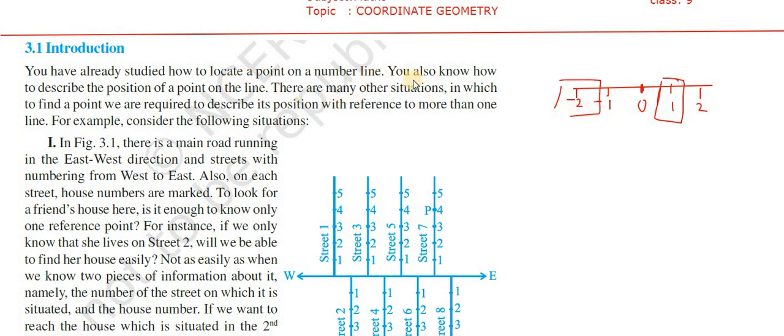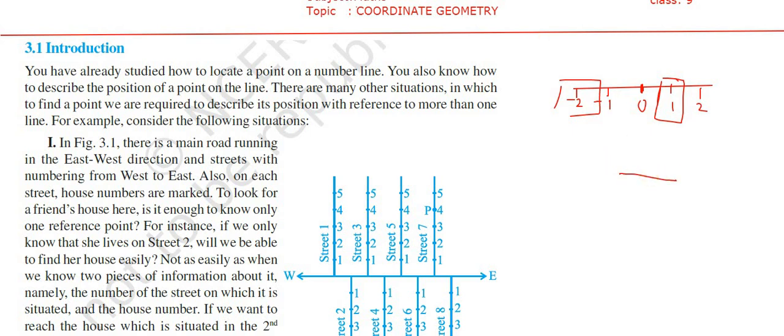So you also know how to describe the position of a point on the number line. But there are many other situations in which, to find a point, we are required to describe its position with reference to more than one line. For example, consider the following situation. Just assume that this is your street. Suppose this is the main road.